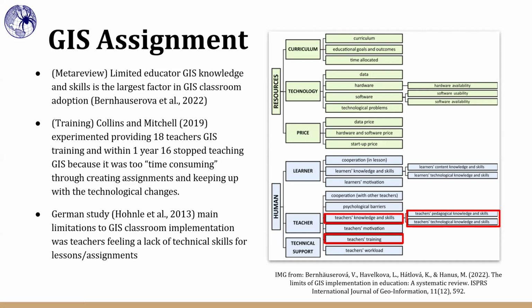Whether it be the initial German study, which discusses issues of classroom implementation of GIS, with teachers feeling a lack of technical skills to create lessons or assignments, or the Collins and Mitchell 2019 study, where 18 teachers tried to overcome that with actual GIS training. One year later, when they checked back, 16 teachers had stopped using GIS because they saw it as too time consuming to create the assignments and keep up with the technological changes.